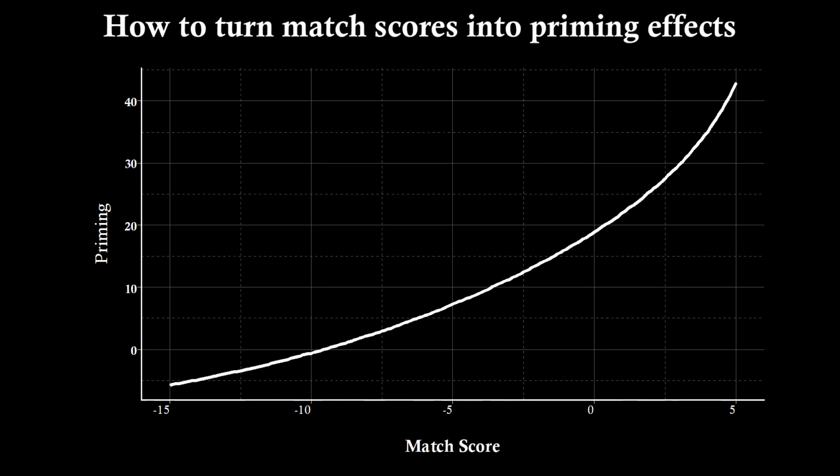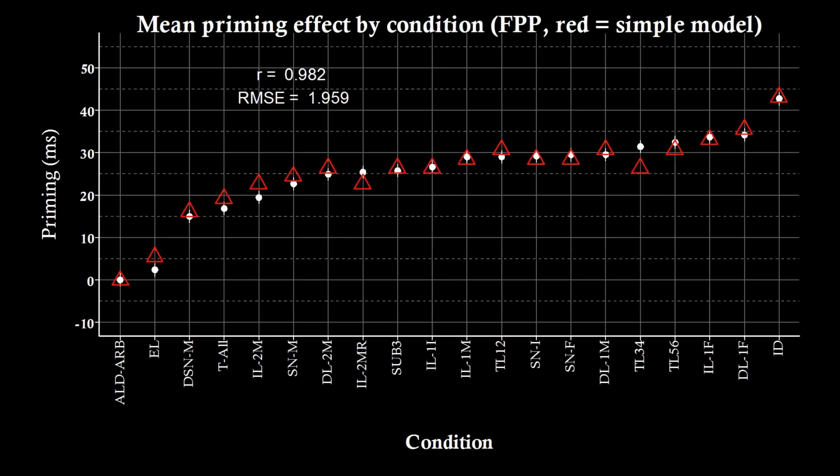And there's a single parameter that determines the shape of this function, and I set that parameter based on the magnitude of identity priming. So that's 2 parameters in this simple model. So how does it do? Well, as it turns out, surprisingly well.